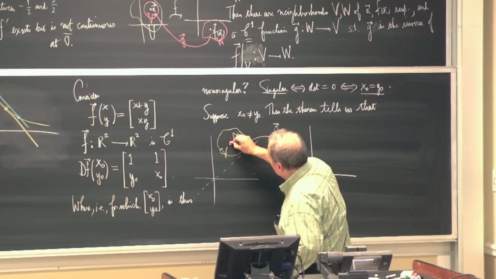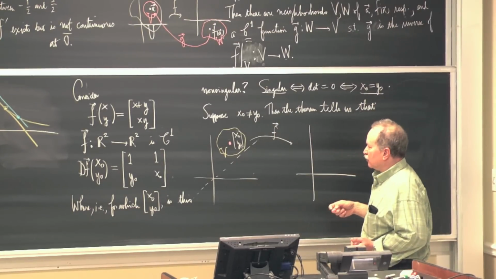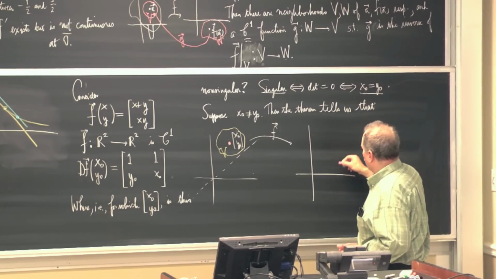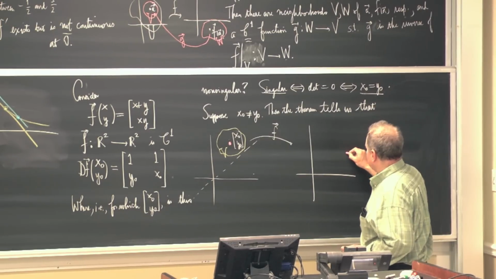So this point mapped somewhere. It mapped somewhere to the sum and the product. I'm not sure where that is. Say it's here.